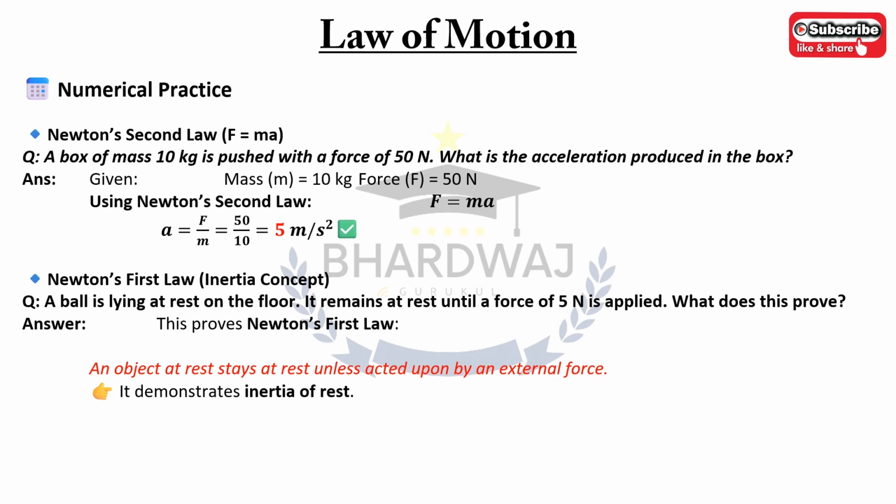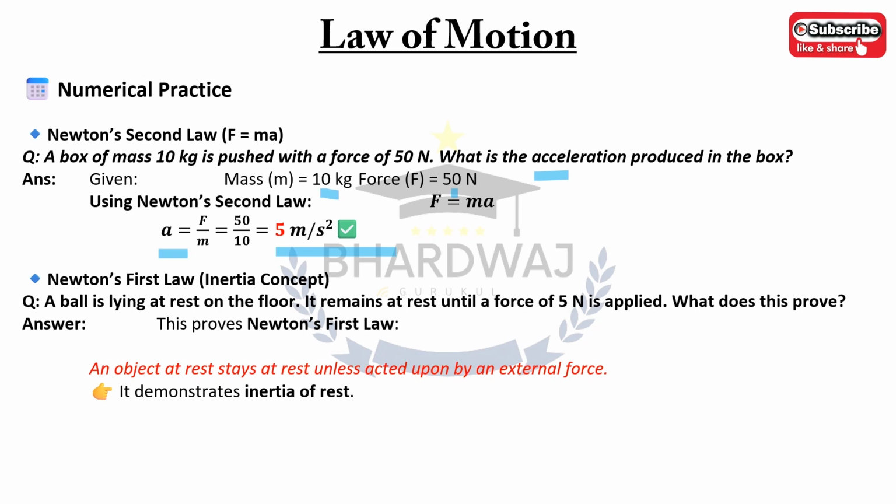Newton's second law, F is equal to ma. Now, a box of mass 10 kilograms is pushed with a force of 50 Newtons. What is the acceleration produced in the box? Given mass is 10 kilograms and force is 50 Newtons. Using Newton's second law, we can derive that A is equal to F divided by m. Putting in the values, we get the answer 5 meters per second square, which is the acceleration.